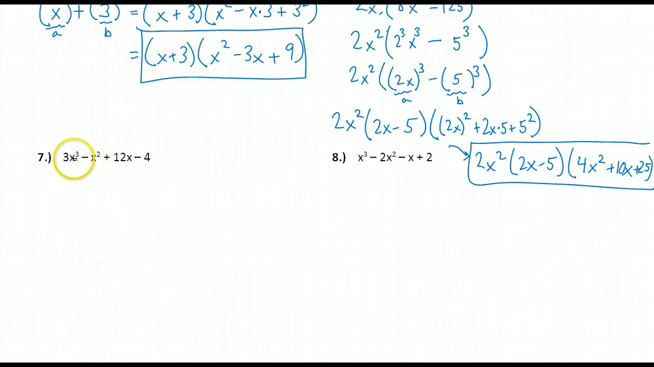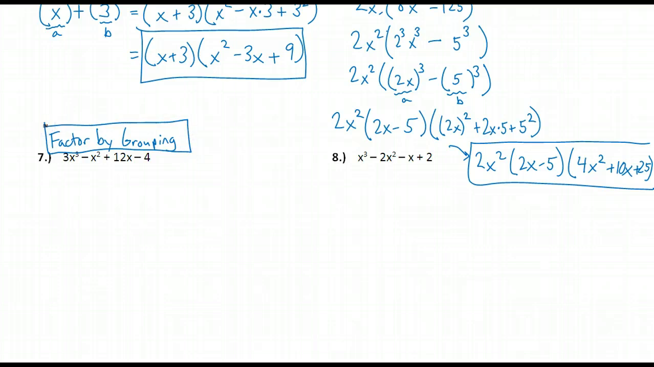If I look at number 7, I have a cubic polynomial, but this time I have 4 terms. Well, I can't factor using the sum of 2 cubes if I have 4 terms. So there's got to be another method to factor this problem. And that other method is called factoring by grouping. To factor by grouping, I'm going to first group my first 2 terms together and then my second 2 terms together.